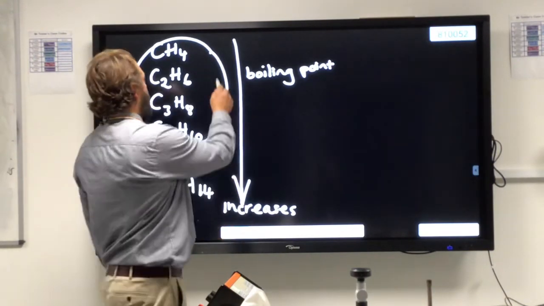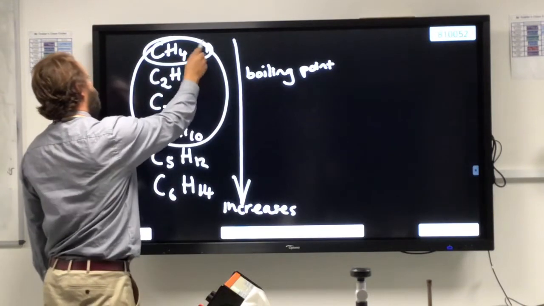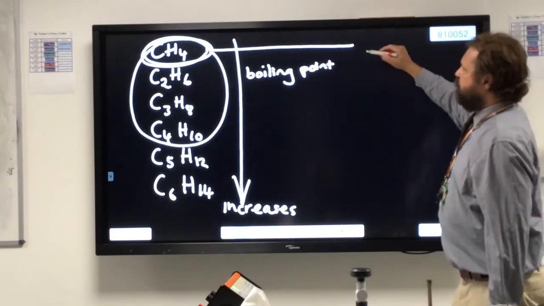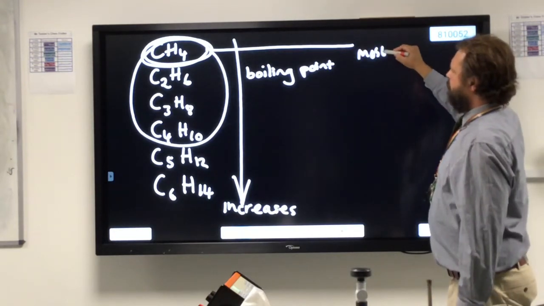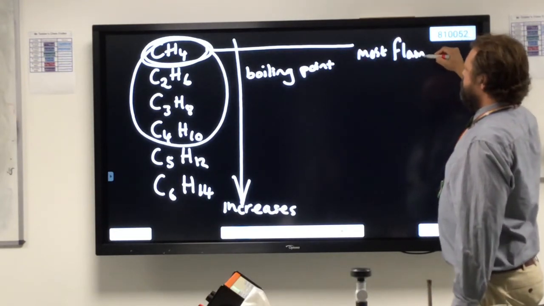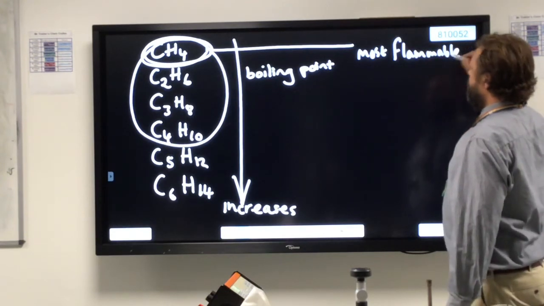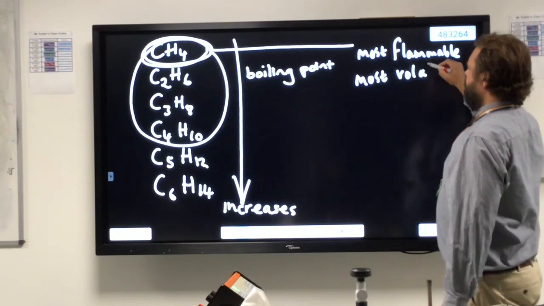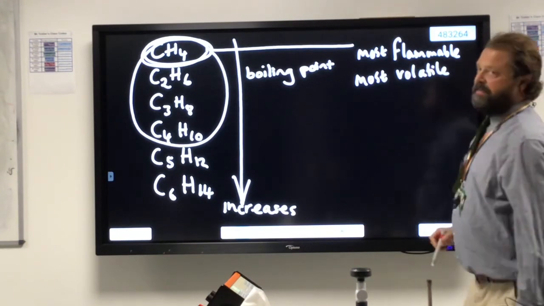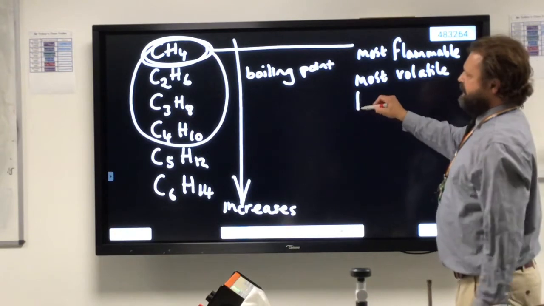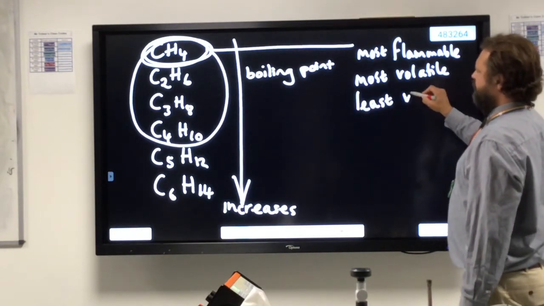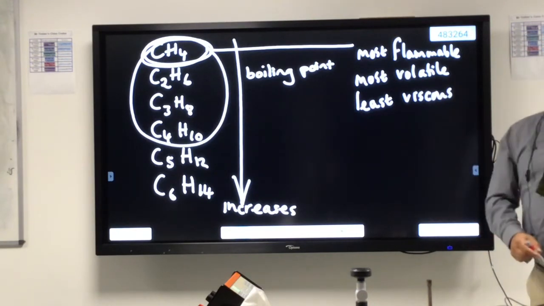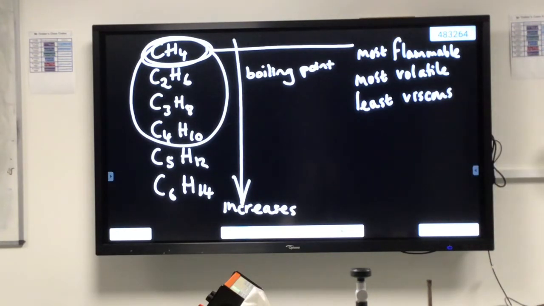Okay? At the top, the very smallest molecules, they are going to be the most flammable. They burn the best. They're going to be the most volatile. They've got the lowest boiling points and evaporate easiest, and they will be the least viscous. So where they are liquid, they will be very runny. Okay, let's look at this exam question.